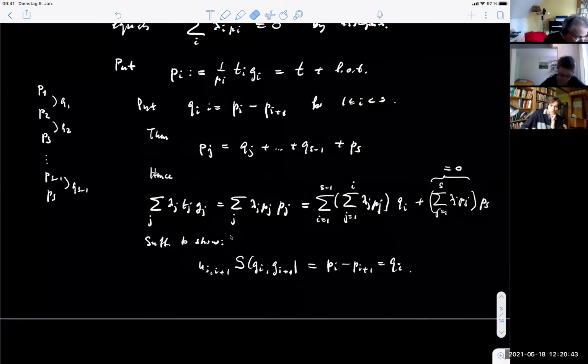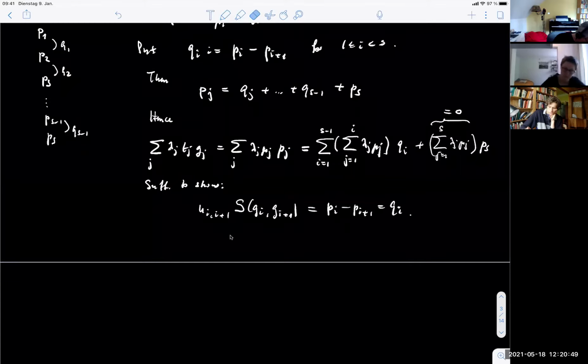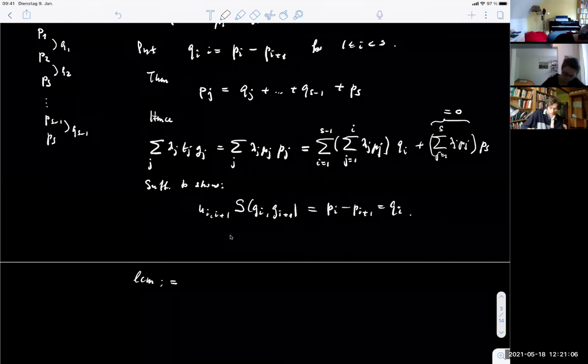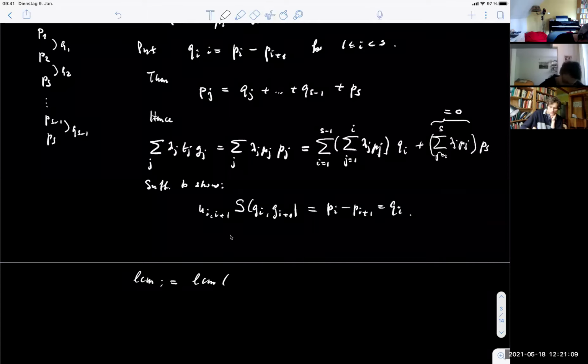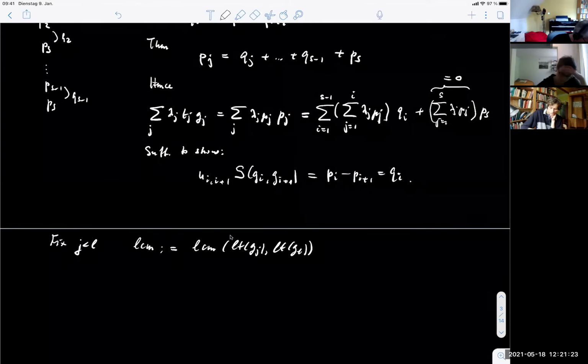Right. So how do I do that? Actually, I think it's more convenient to write it down in a little bit more generality, with a little bit fewer indices. Let's say LCM. I fix J and L. Let's say LCM is the least common multiple of the leading terms of GJ and GL. Okay, I fix J and L.